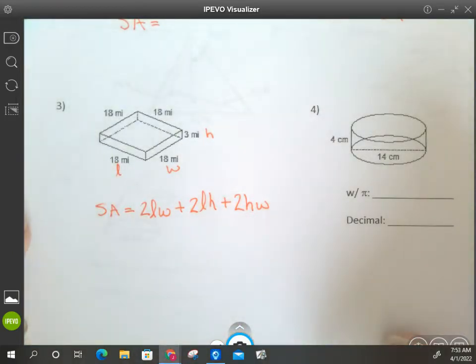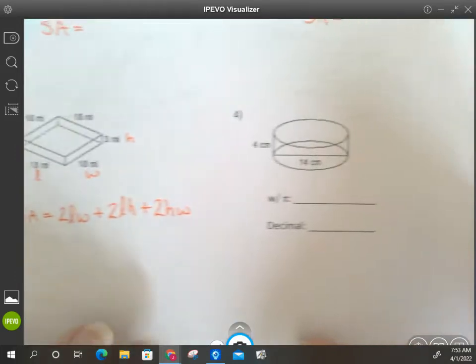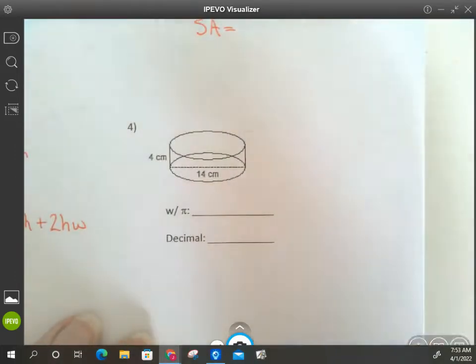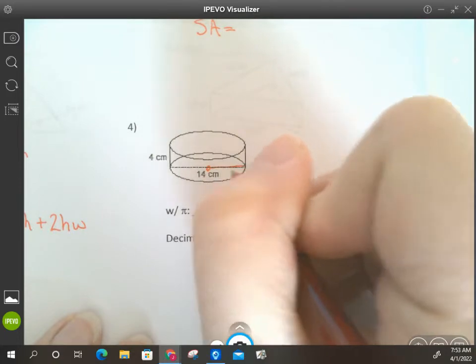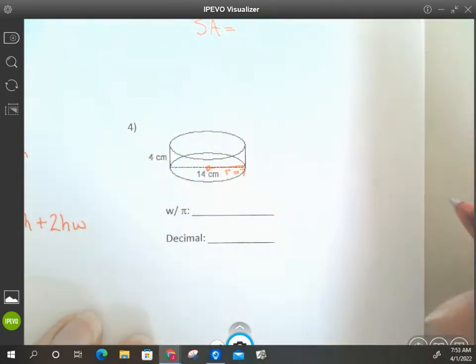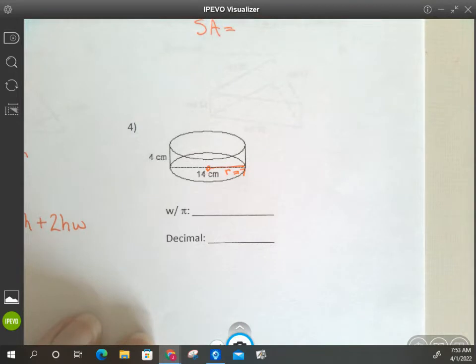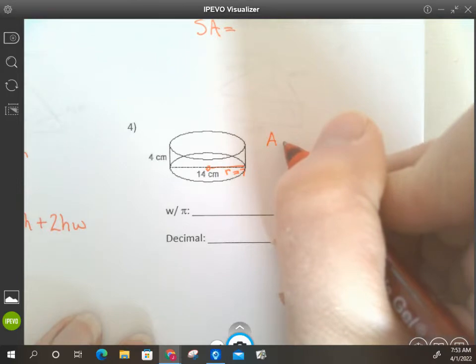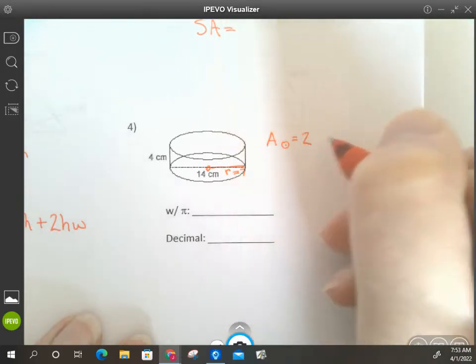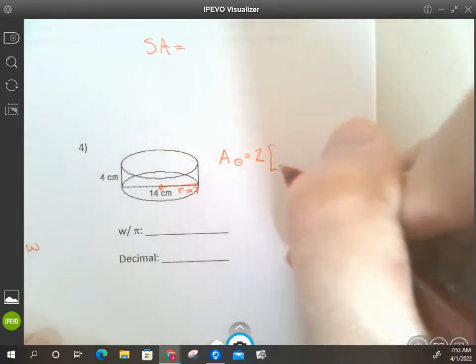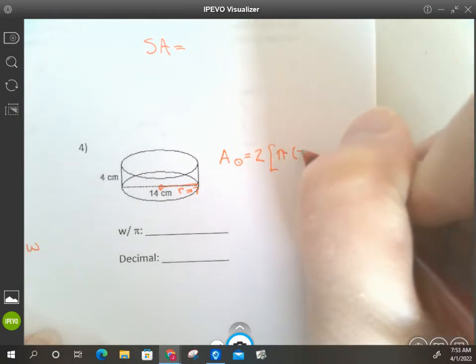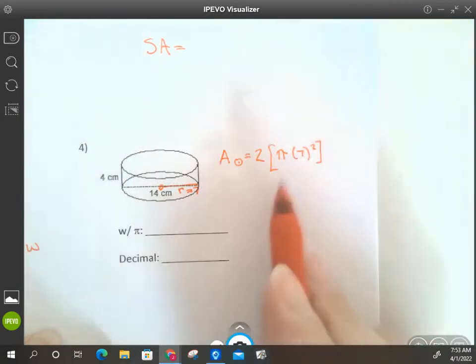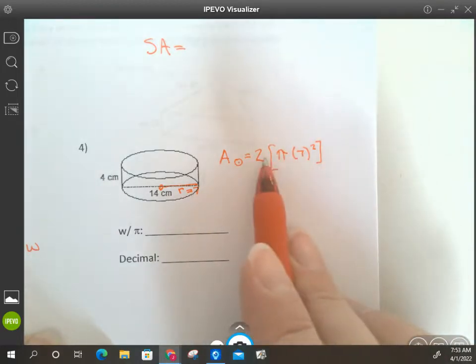All right, number 4 is a cylinder, and we're finding surface area. So when we're looking at our cylinder, I want the radius, which is 7. Okay, we have a formula for the surface area of a cylinder. We wrote it in our formula sheet, but we do need to be careful with it. When you look at a cylinder, how many circles do you have? So the area of the circle, we have 2 of them, and the area of a circle is simply pi r squared. But pi r squared is the area of my circle. I have 2 of them.